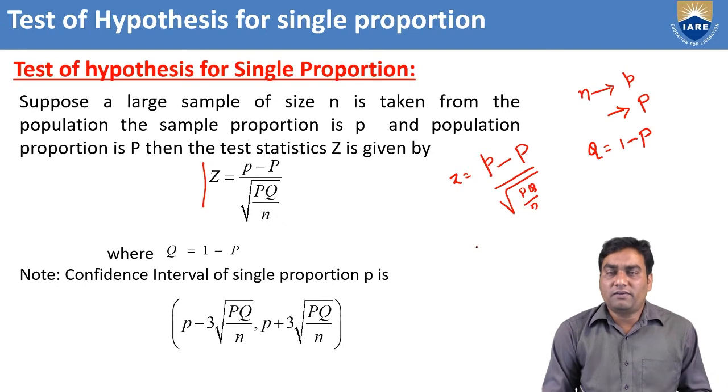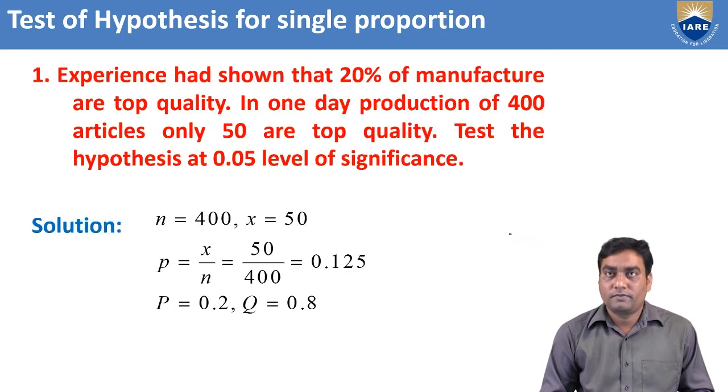Like the confidence interval for single mean, here also we have the confidence interval for single proportion P. That is small p plus or minus 3 into under root of PQ by N.